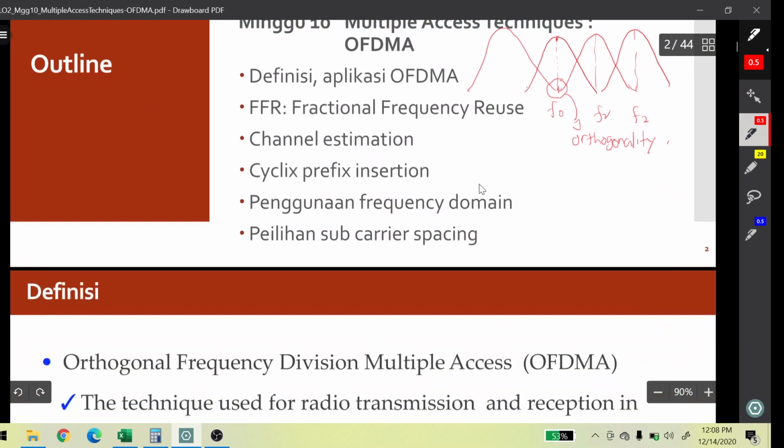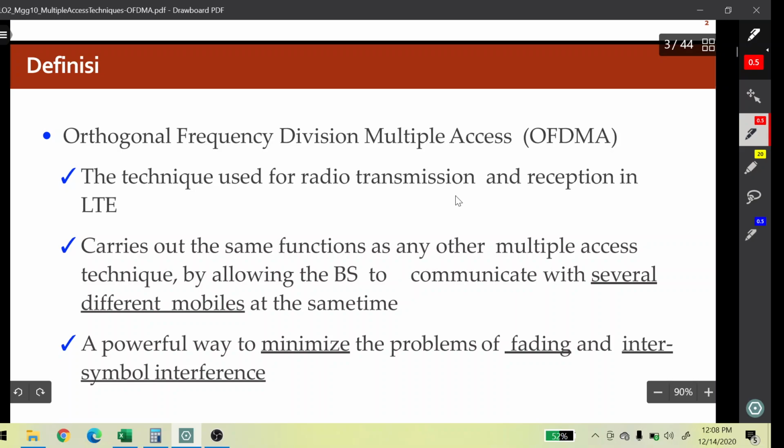In OFDMA, the technique is used for radio transmission and reception in LTE. It is based on OFDM. It carries out the same function as any other multiple access technique by allowing the base station to communicate with several different mobiles at the same time. So the technique is also the same. It allows the base station to communicate with multiple users, which means it increases capacity.